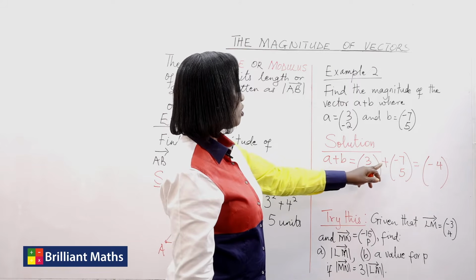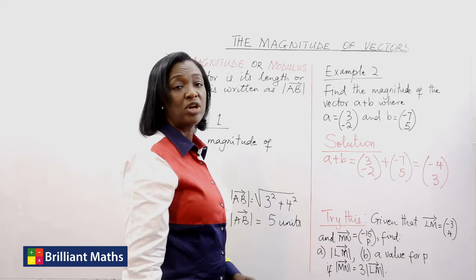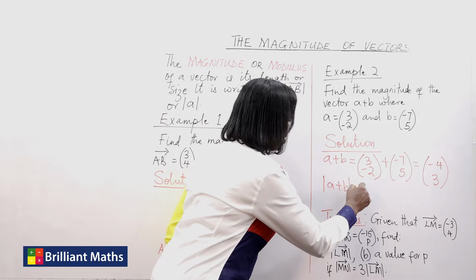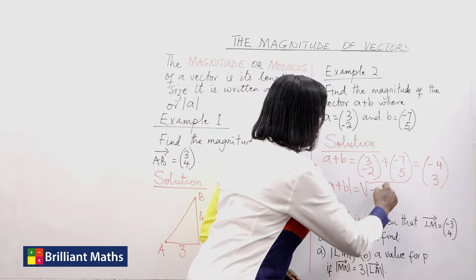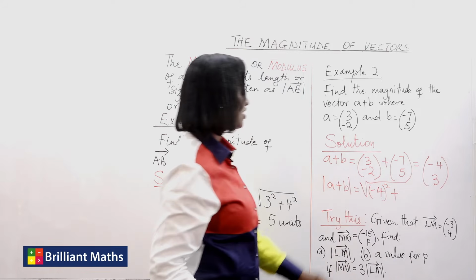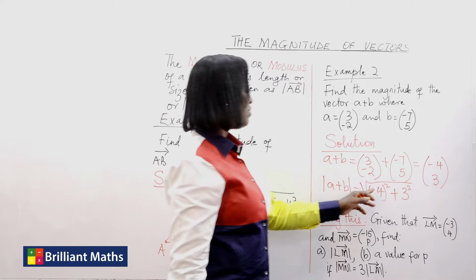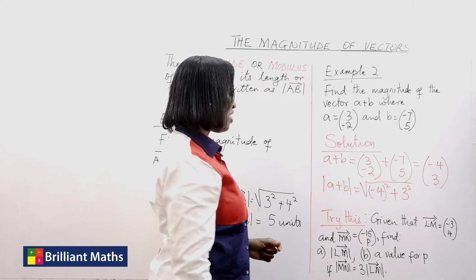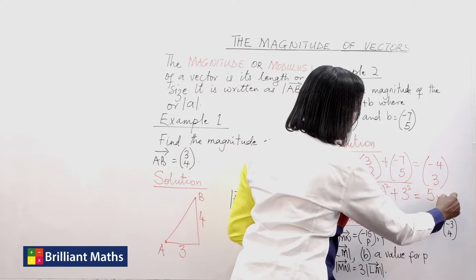And minus 2 plus 5 will give us 3. So to find the modulus of AB, modulus of AB is equal to the square root of minus 4 squared plus 3 squared. Minus 4 squared is 16. 3 squared is 9. So again, we have the square root of 25, which is equal to 5 units.